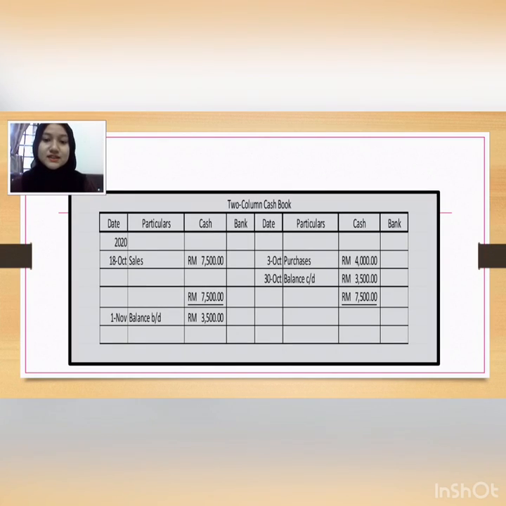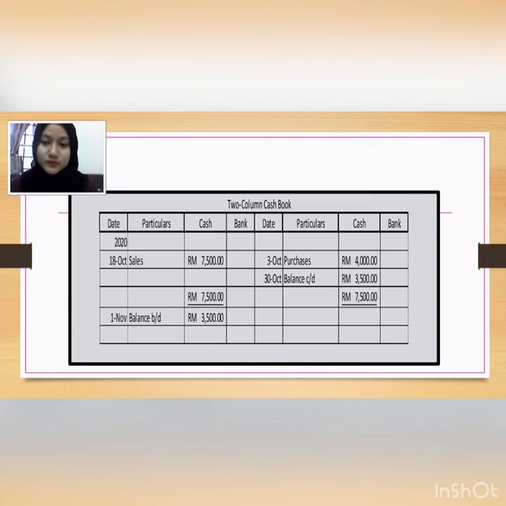So this is a cash book. This is a two-column cash book. On the debit side, on 18 October, the particulars is sales because on 18 October, Danish Enterprise sold armchair to Ikram Enterprise in cash, 7,500 ringgit. On the credit side, on 3 October, the particulars is purchases because Danish Enterprise bought chairs from Ikram Enterprise in cash.